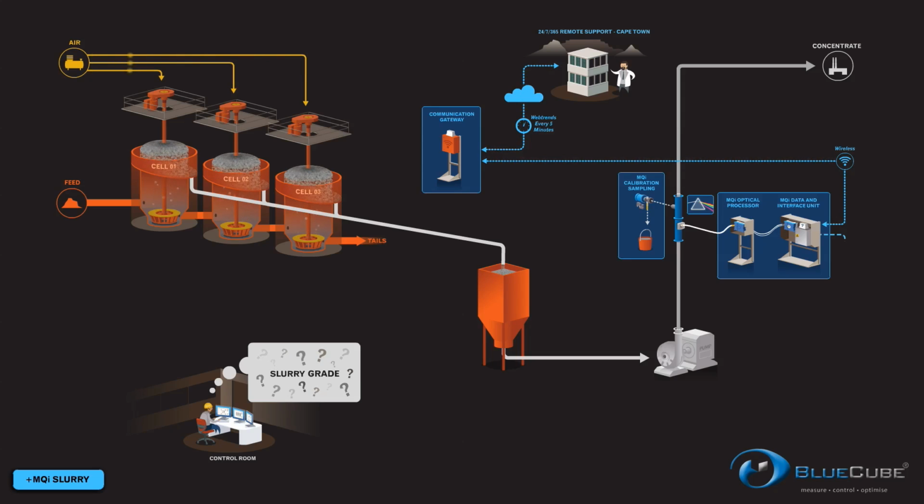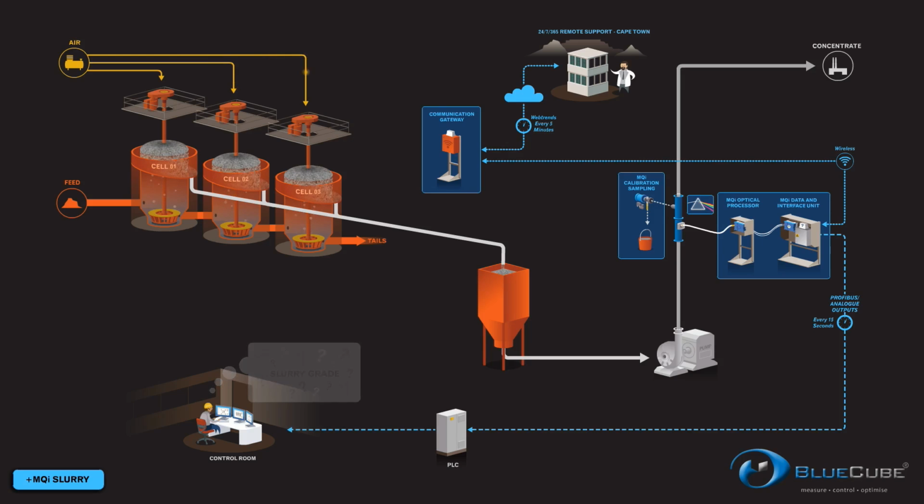The interface unit is also connected to the client's PLC through industry-standard analog or digital signals. The PLC then makes the data available to the SCADA system, where the plant personnel can view the slurry grade in real time.